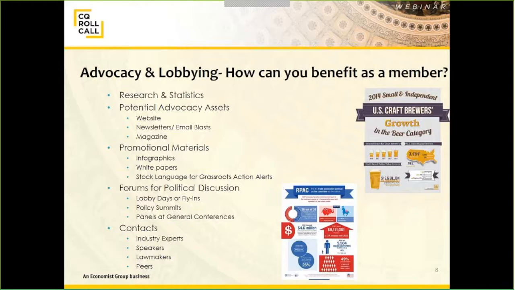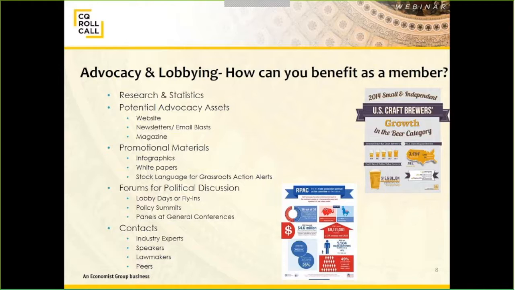So advocacy and lobbying, how can you benefit as a member? As I mentioned before, research and statistics, presenting these in a compelling, creative way. Now we're in the short-form communication world.